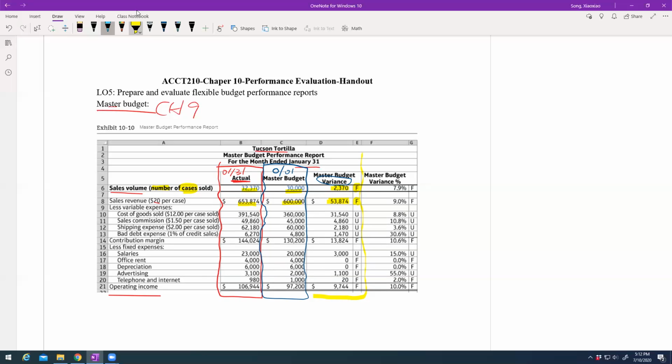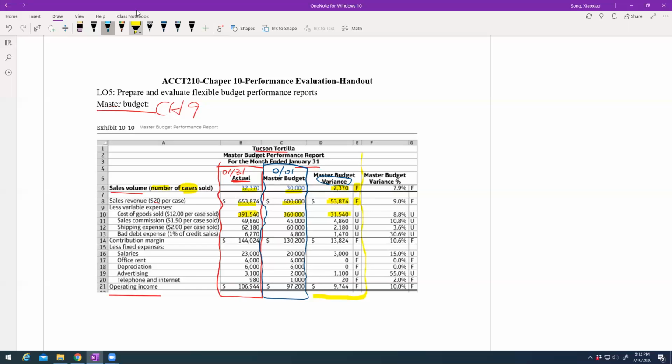So you do this for everything else there: cost of goods sold, each one is $12, sales commission, shipping, bad debt expense. You have all this actual and all this budget, and you can find the variance for the cost part. Let's use this example. Your actual cost of goods sold is $391,540. Your budgeted is $360,000. Your actual is more than your budget.